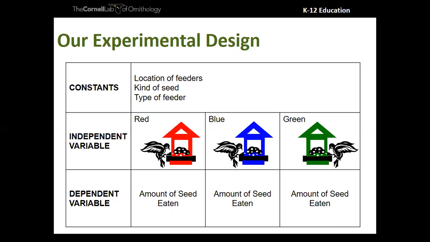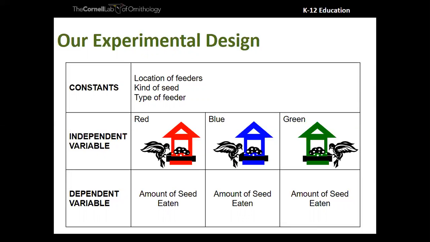But the things that we want to keep the same, our constants, are going to be the type of feeder. We don't want to have a tube feeder and a suet feeder and then just some seed on the ground. We want to make sure that the feeder type is the same. We want to make sure that the kind of seed is the same. And we want the location of the feeders to be the same as well, so that none of those factors are affecting what we observe. And then in this case, we could do the amount of seeds.